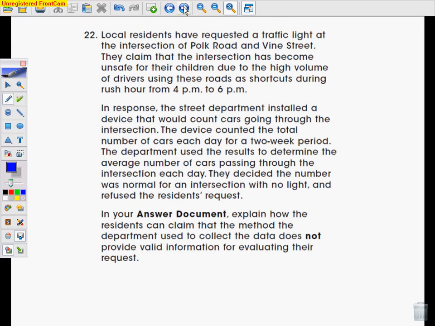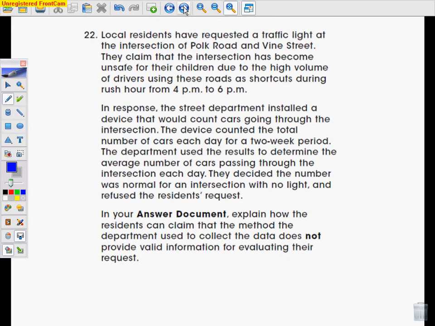Local residents have requested a traffic light at the intersection of Polk Road and Vine Street. They claim that the intersection has become unsafe for their children due to the high volume of drivers using these roads as shortcuts during rush hour from 4 p.m. to 6 p.m. In response, the street department installed a device that would count cars going through the intersection. The device counted the total number of cars each day for a 2-week period. The department used the result to determine the average number of cars passing through the intersection each day. They decided the number was normal for an intersection with no light and refused the residents' request.